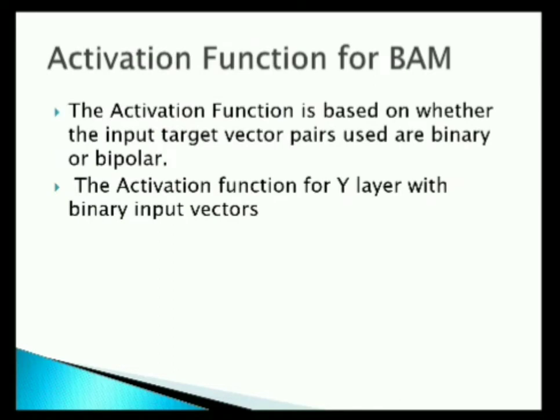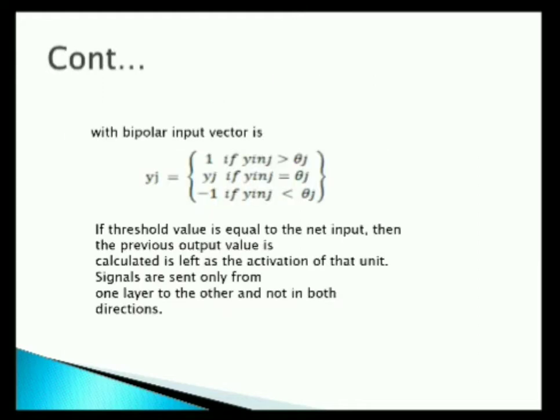Activation function for BAM. The activation function is based on whether the input target vector pairs used are binary or bipolar. This is the activation function of the Y layer with binary input vectors. With bipolar input vectors, y_j is equal to 1 if y_inj is greater than theta_j, y_j if y_inj is equal to theta_j, and minus 1 if y_inj is less than theta_j.